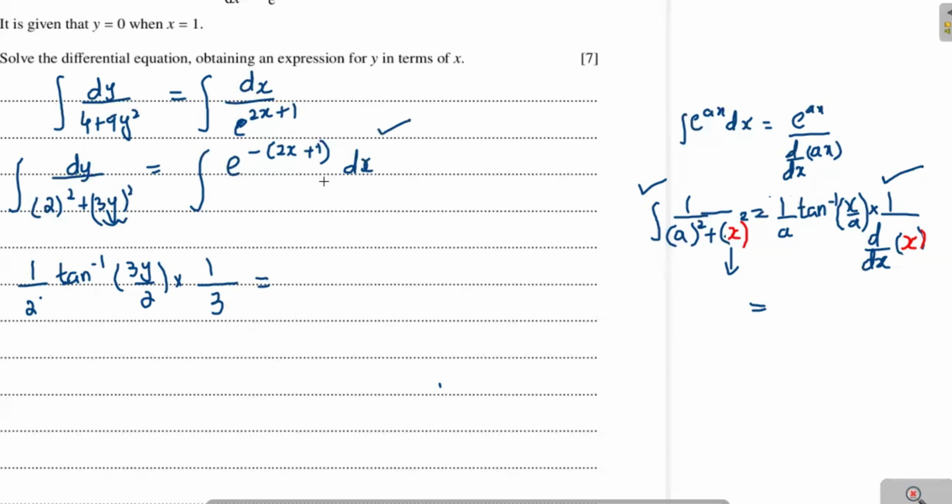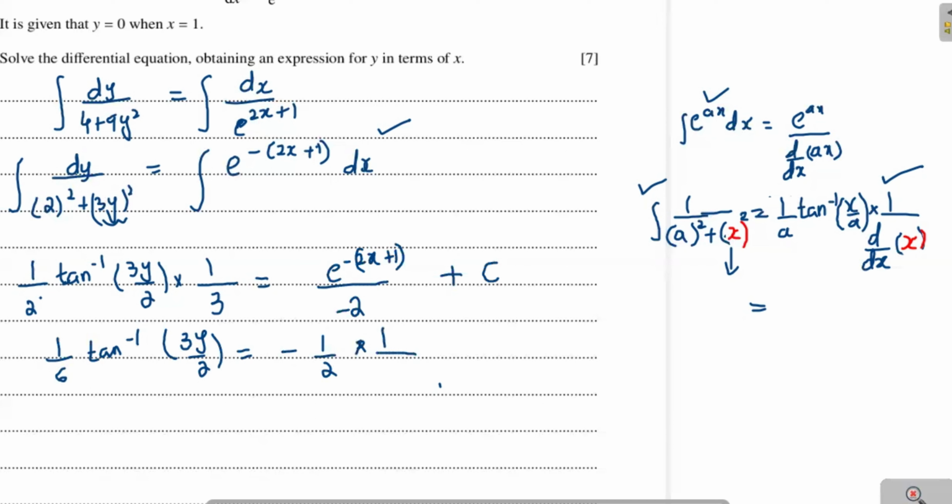Equal to, we take the integration of e power minus (2x plus 1). You see here, that is e power ax, so we divide by the derivative of the power value. We can write e power minus (2x plus 1), and the derivative of minus 2x plus 1 is minus 2, and we write the plus constant. Now we can write 1 over 6 into tan inverse 3y over 2 equal to minus 1 over 2 into 1 over e power (2x plus 1) plus c.